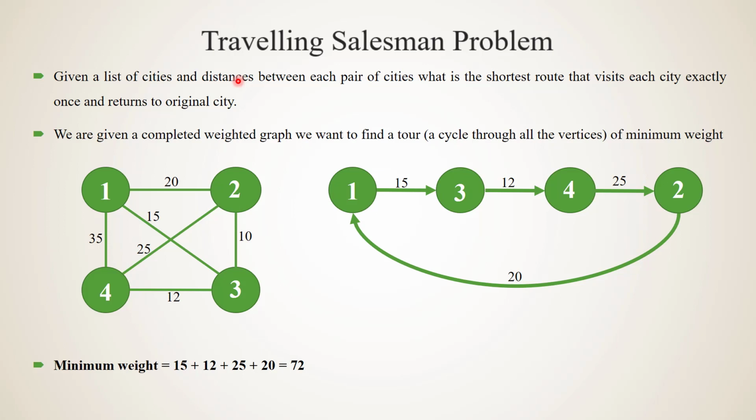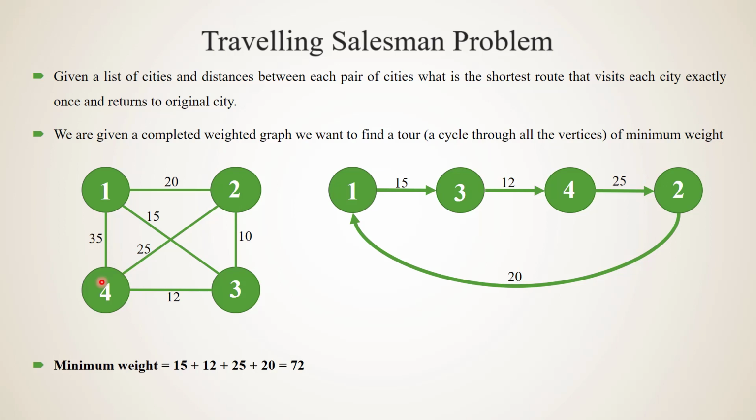So here I have a salesman and he will travel to some cities. The ultimate aim is to find the shortest distance to travel from one city to all other cities and come back to the city where he started. Here we have a list of cities and also the distance between each pair of cities will be given. So we are given a complete weighted graph. We find a tour, that is a cycle, through all the vertices of minimum weight.